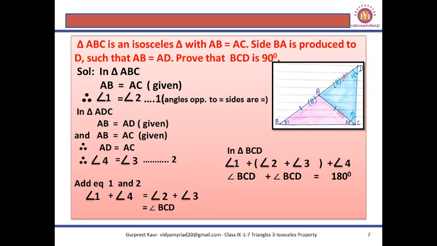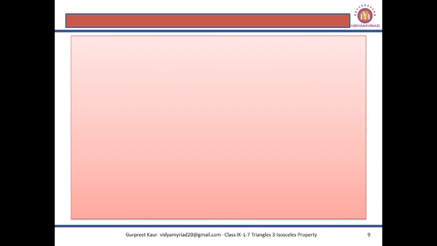Okay. Now what is angle 1 plus angle 4? If you see, we have proved it, that is angle BCD. And what is angle 2 plus angle 3? That is also angle BCD. So we can simply write twice angle BCD is equal to 180 degrees. Therefore BCD is equal to 90 degrees, and hence we have proved this. So simple, just follow step by step, you will be able to solve.